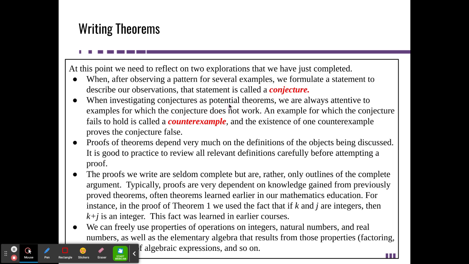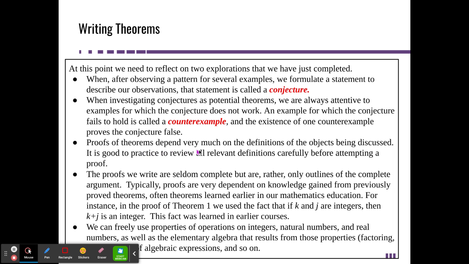When investigating conjectures as possible theorems, we are always attentive to examples for which the conjecture does not work. An example for which the conjecture fails to hold is called a counterexample. The great thing about a counterexample is the existence of one counterexample proves the conjecture false. So it's really easy to prove something false. It's really hard to prove something true. That's why we have to look at arbitrary scenarios, because it has to work for any scenario versus just a few specific ones. With a counterexample, you can prove it false for one thing and you've proved what you needed.